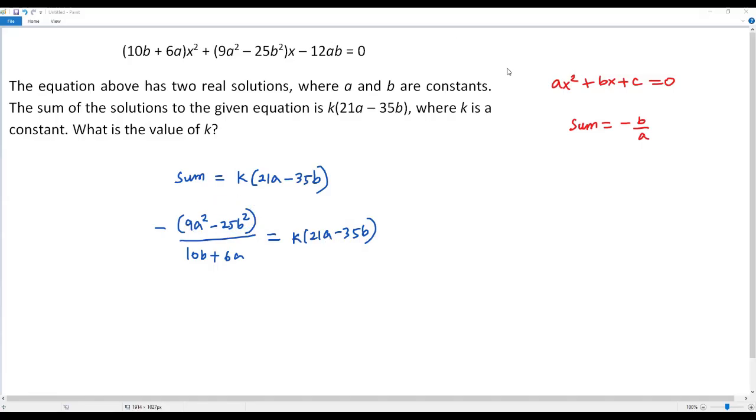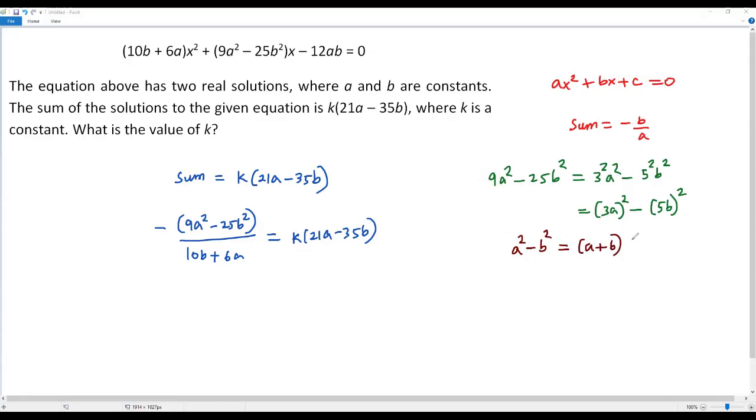Okay, now let me do that separately. Let me take the expression 9a² − 25b². We can write 9 as 3², and 25 as 5², and take b² as it is. We can write this as (3a)² − (5b)². Now let me consider an algebraic identity, the difference of two squares: a² − b² can be written in factor form as (a + b)(a − b).